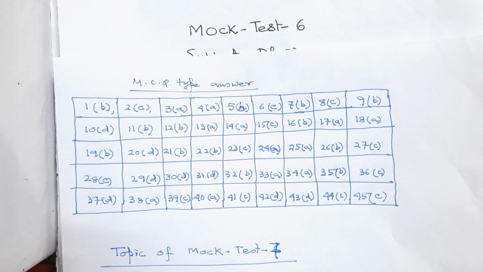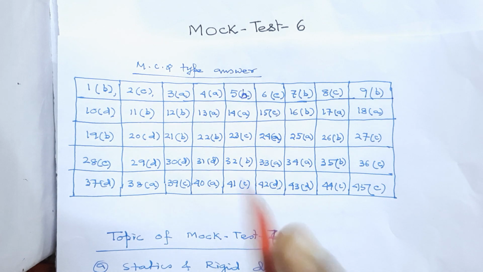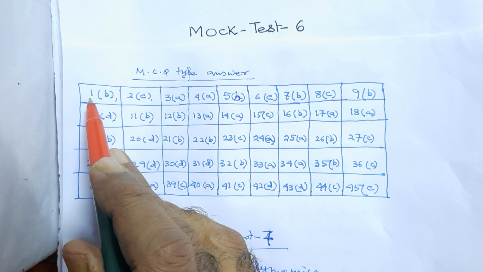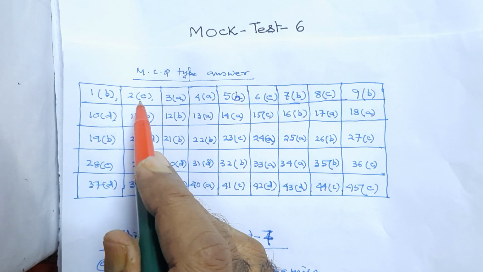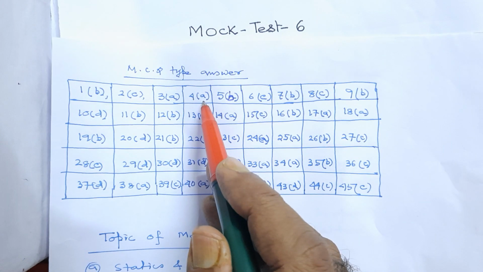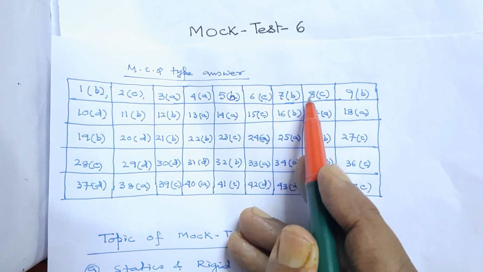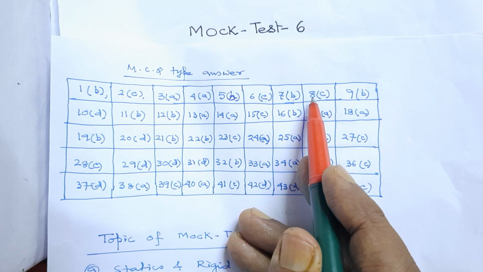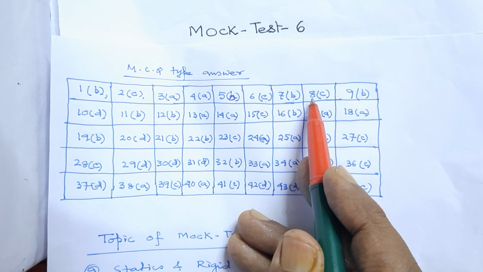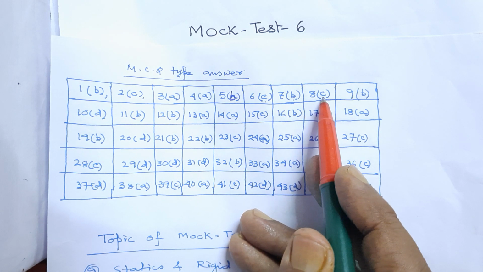Now we will take the MCQ type answers at a glance. The MCQ type answers: for question 1 it was B, question 2 it was C, question 3 was A, 4 A, 5 B, 6 C, 7 B, 8 C. There was a mistake. We found the answer v equals 2 meter per second in question number 8, but we marked it as A, but the actual answer is C. So the answer to question number 8 is C.